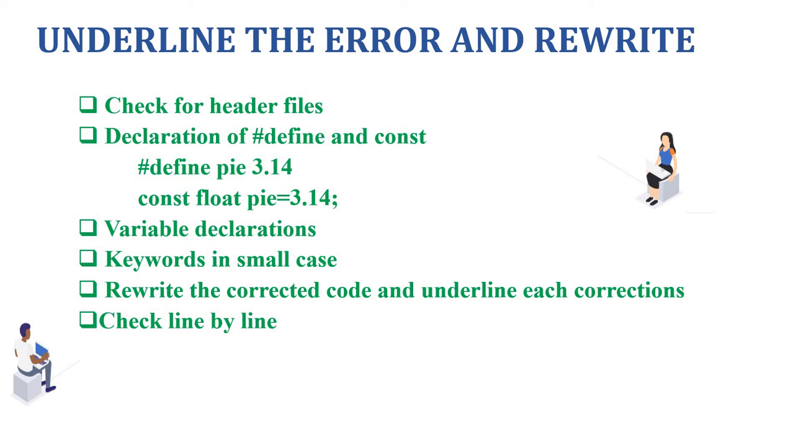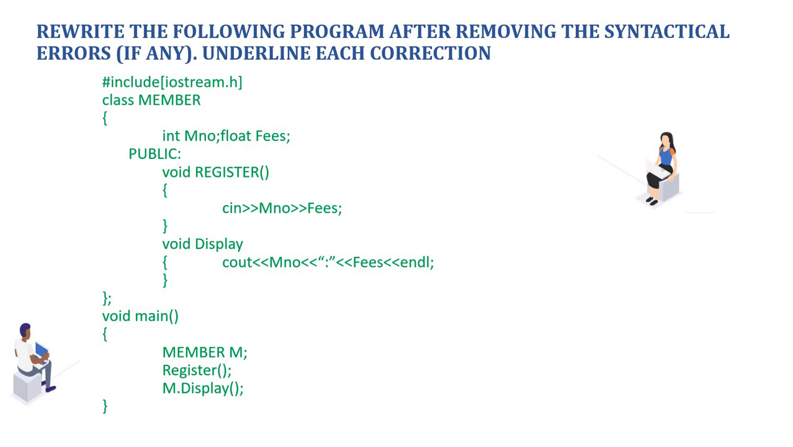Now let's see some examples. First, read the question carefully. Rewrite the following program after removing the syntactical errors, if any. So you have to rewrite after removing the errors, then underline each correction. A program is given, so you have to read it line by line.